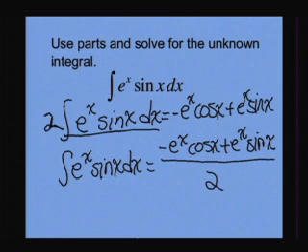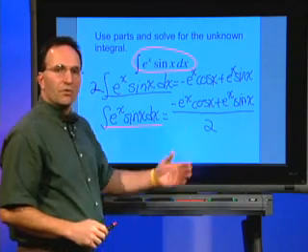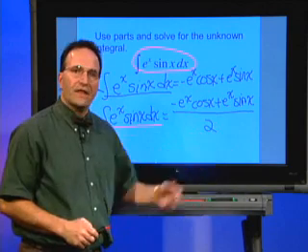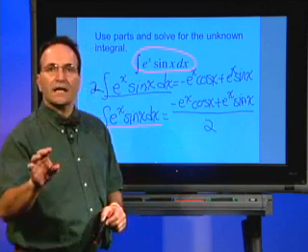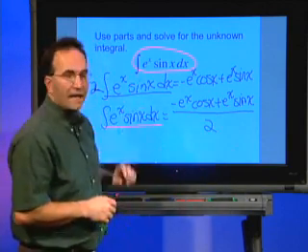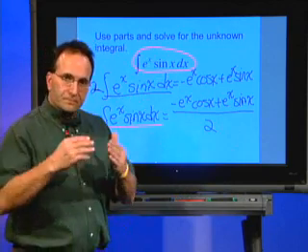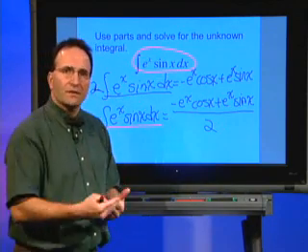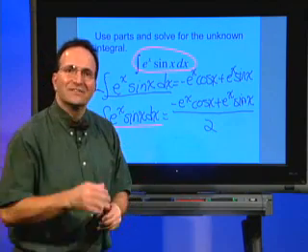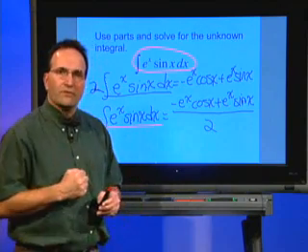And by doing so, what I have done is solve the integral of e to the x sine x dx by using integration by parts and then solving for the unknown integral. And so this would then be my answer for that integration. So it's a neat little technique of solving for that integral using integration by parts a couple of times and then treating that as a variable which we then solve for.